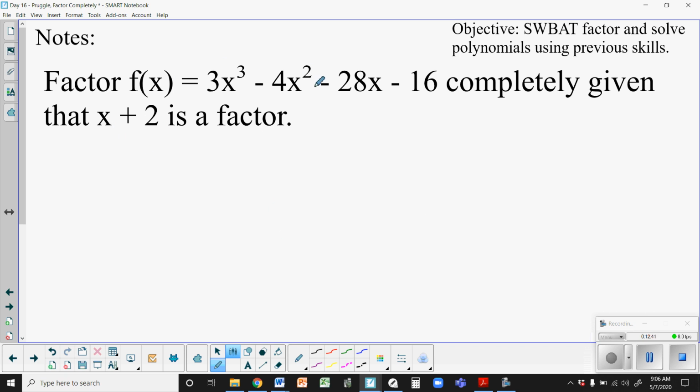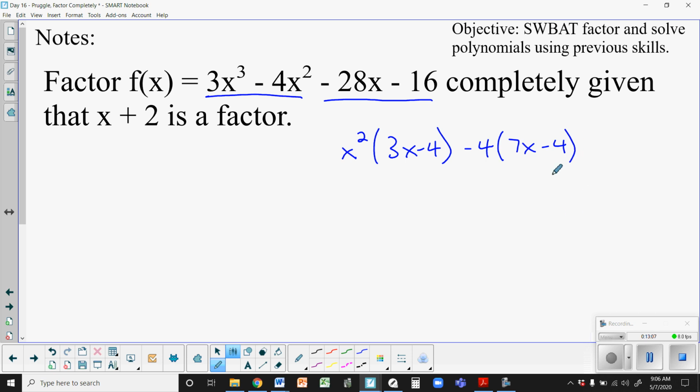So we have 4 terms here. Can we do left side, right side right now? Can we just factor this without having to know this information? So we can factor out an x squared. Then we have 3x minus 4. We can divide a -4. Oh, maybe we can factor this. We're left with 7x minus 4. And we're like, wait a minute, these aren't the same. So we can't factor it yet. So it looks like we have to use this information of x plus 2 as a factor.